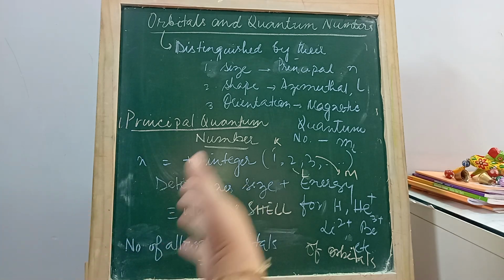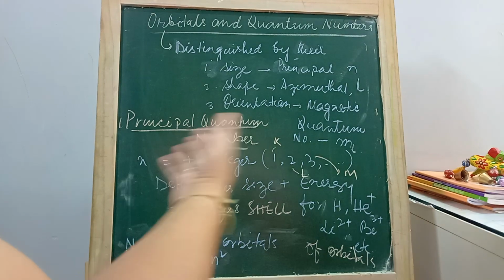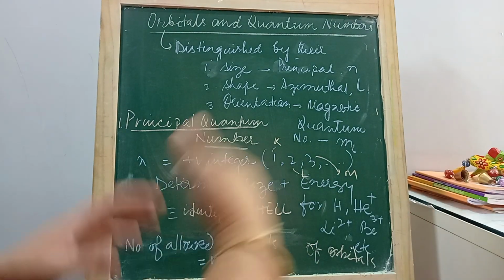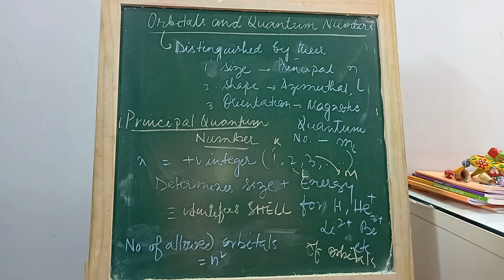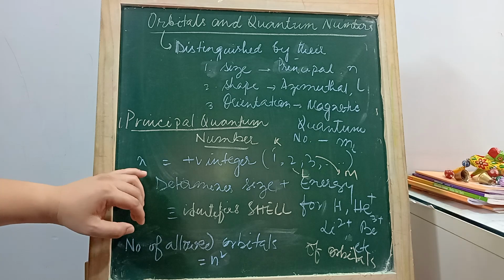So with increasing principal quantum number, the size of the orbital will increase, and the energy of the orbital will increase.